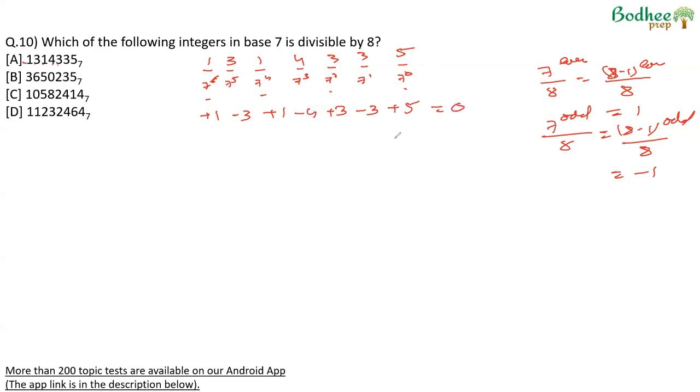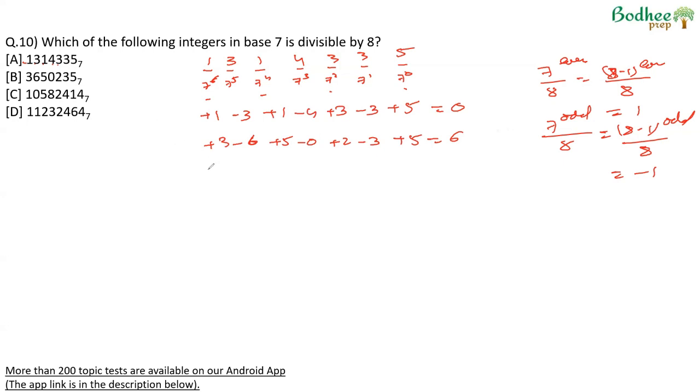For the next number, we will have plus 5, minus 3, plus 2, minus 0, plus 5, minus 6, plus 3. The remainder will be 3 plus 5, 8, plus 2, 10, plus 5, 15, minus 9, which is 6. 15 minus 9 is 6. So when we divide this number by 8, we will get the remainder as 6.